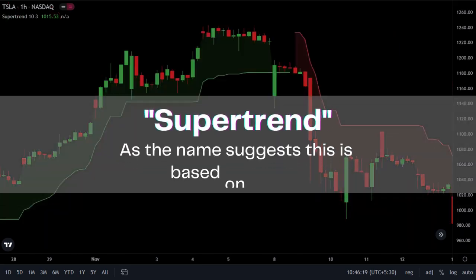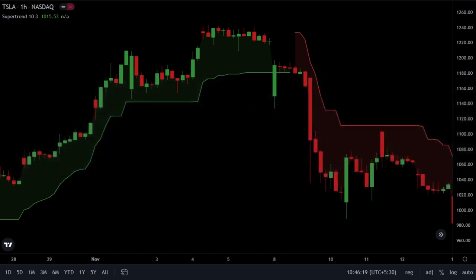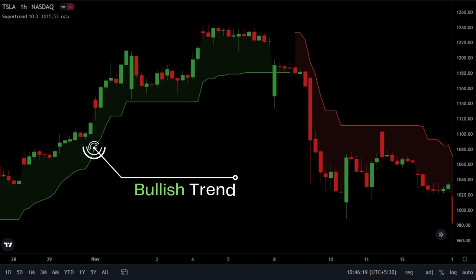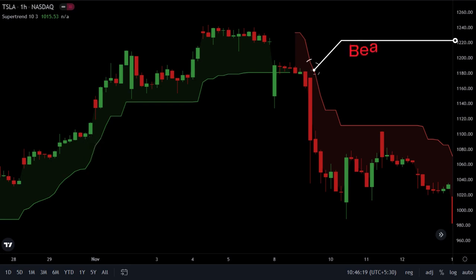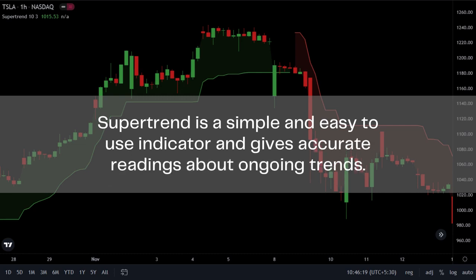Supertrend, as the name suggests, is based on trends. Look at this chart. You will see a green line below the candles, which will rise up with it. This is a positive trend, indicating a bullish trend. And when it is red and above the candle, it is a sign of a bearish downtrend. Supertrend is a simple and easy-to-use indicator, and gives accurate readings about ongoing trends.